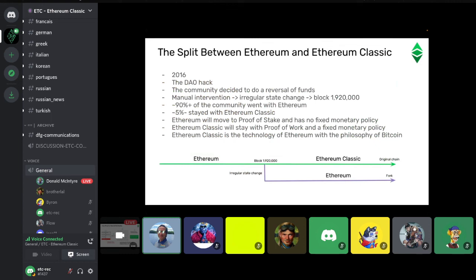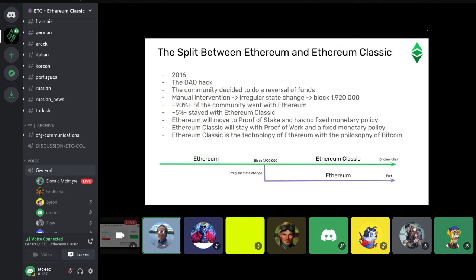There was a big majority of the network that decided to violate the principles of a blockchain and do a manual intervention and an irregular state change on block 1,920,000, which was in June, July of 2016.